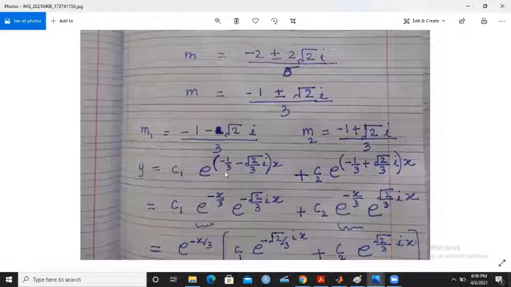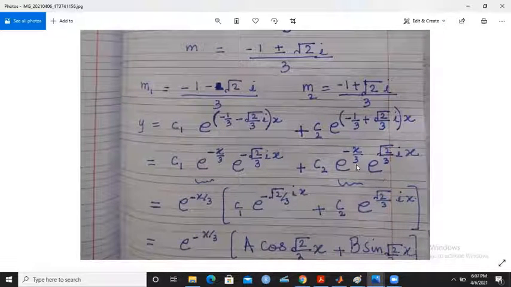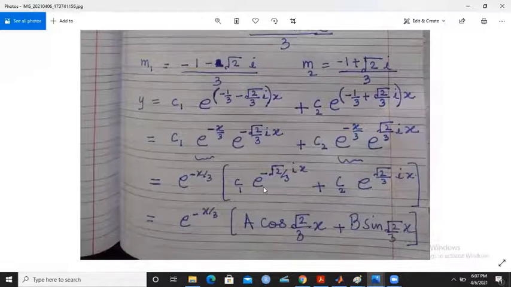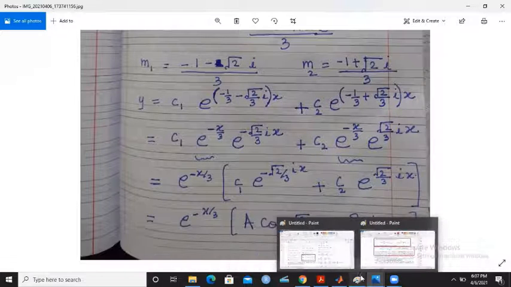y is equal to c1 e to the power first root x plus c2 e to the power second root x. I will take e to the power minus x by 3 common. I can see here it is common because exponential has got the power, so when we split it, we can write it outside the bracket. And again, once again, I will implement the rule that we have just learned, and this is my final answer.